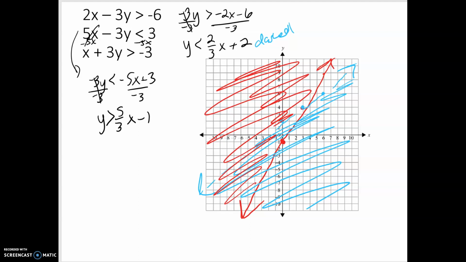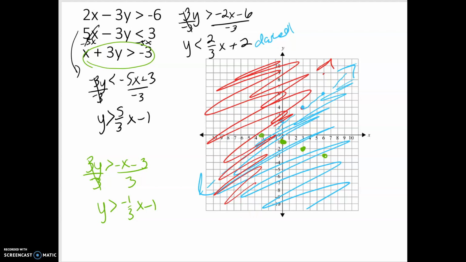Okay, and then last one, I'm going to subtract that x over, so I have 3y is greater than -x minus 3. Divide by 3. So y is greater than -1/3 x minus 1. So again, I'm starting at a -1, but this time I'm going down 1 and over 3. And this one is a dashed line. Oh, they're all dashed. All dashed.